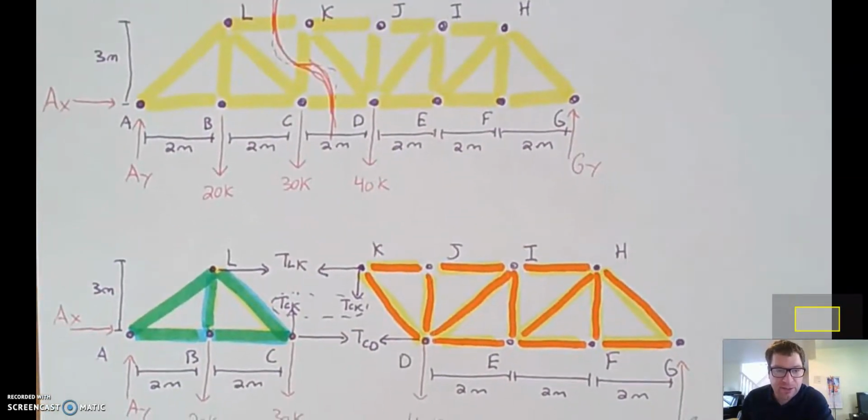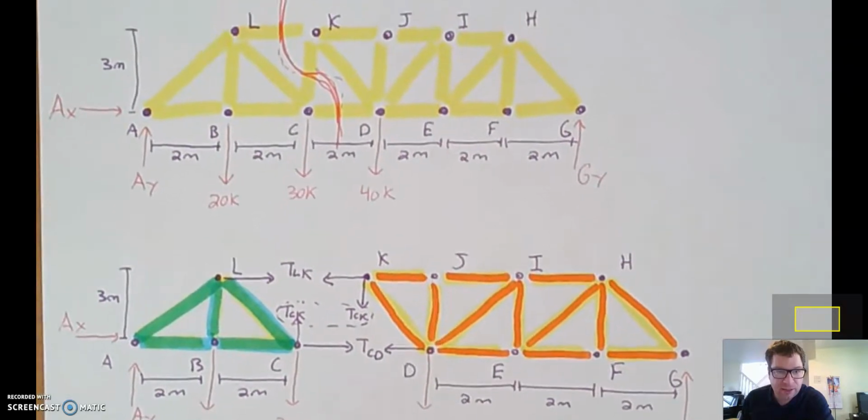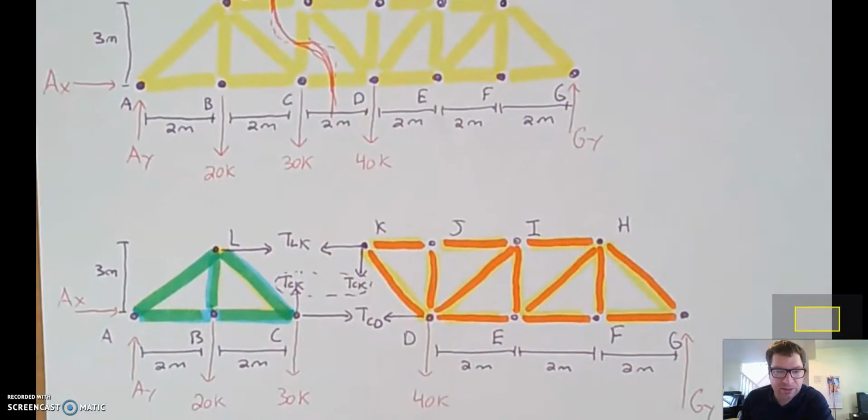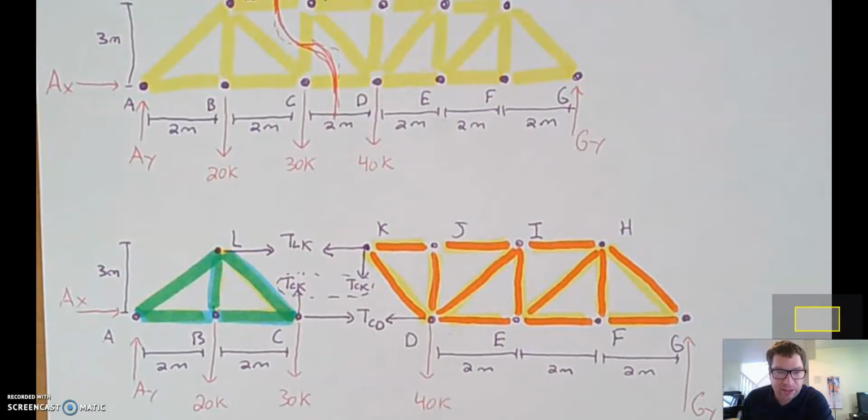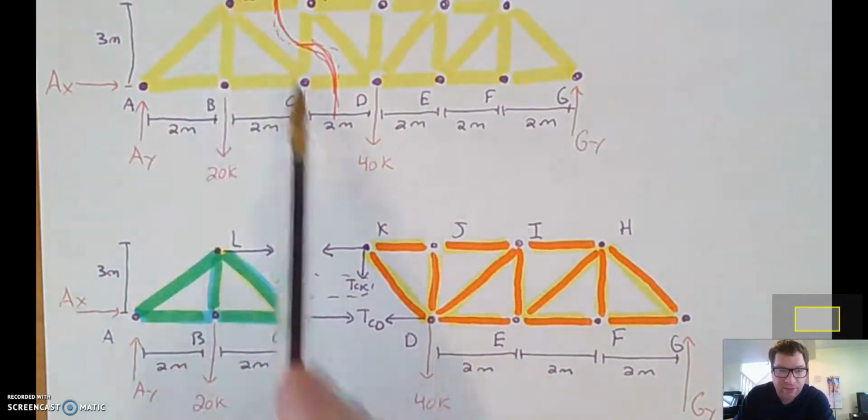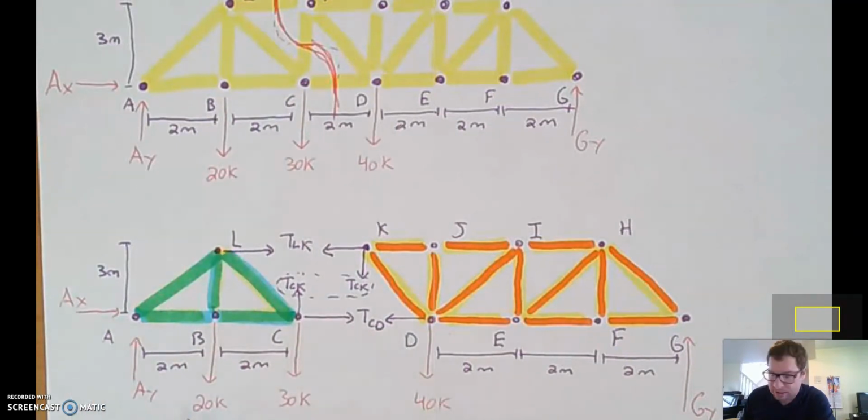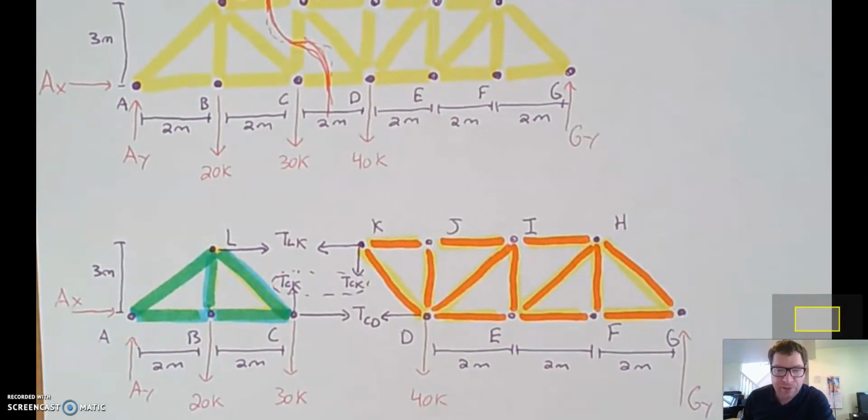Alright, so we have everything on the screen, I think. Just about, a little bit off. But we have the new members. The green one was the left-hand side over here, with the same external forces, AX, AY, 20,000 newtons, 30,000 newtons. On the right-hand side, the orange diagram, we still have the 40,000 and the GY. And then the new forces are these internal forces.